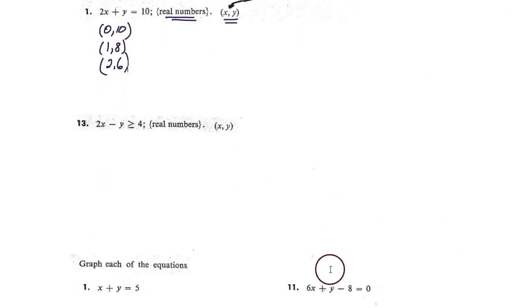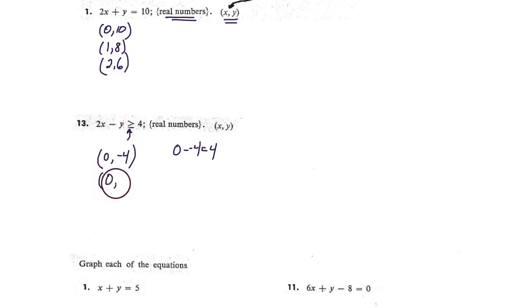Number 13 is very similar. We want to find solutions to this inequality problem, and we want to give our answers as ordered pairs, x, y. So let's follow the same strategy we did last time and choose values of x. For instance, what about when x is 0? 2 times 0 makes 0, and 0 take away what number makes an answer that's greater than or equal to 4? One possibility is -4. 0 take away -4 is 4, and that's greater than or equal to 4.